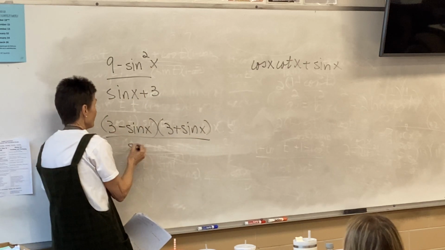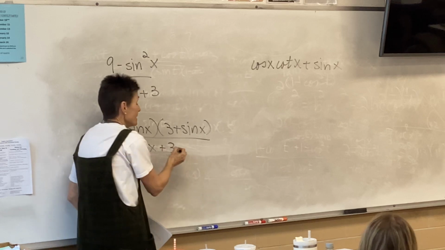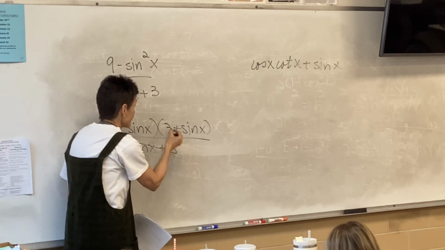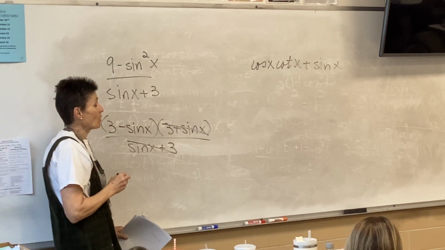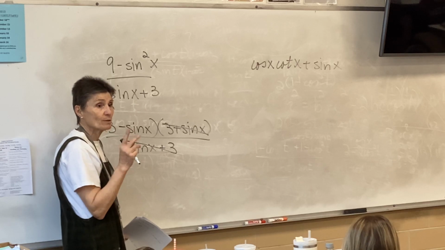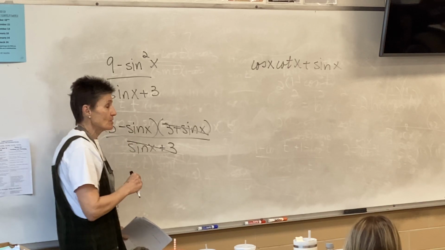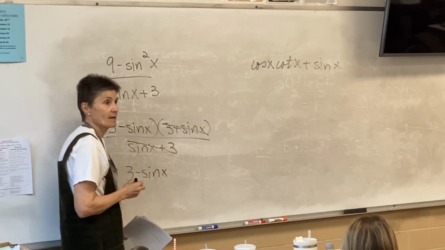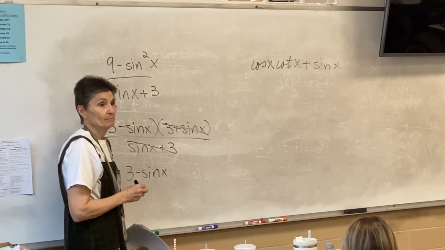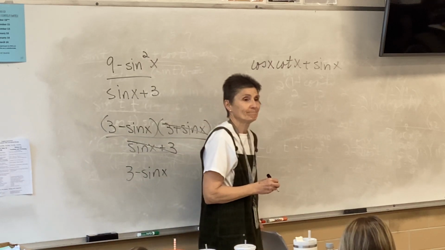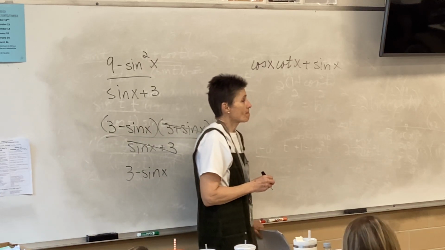My denominator is sine plus 3. Now, in addition, aren't these two the same? Now, subtraction, they wouldn't be. But in addition, since it's commutative, those two are the same. So the answer to the question is 3 minus sine. Good job, Samantha. All right, what about the second one? Kennedy?